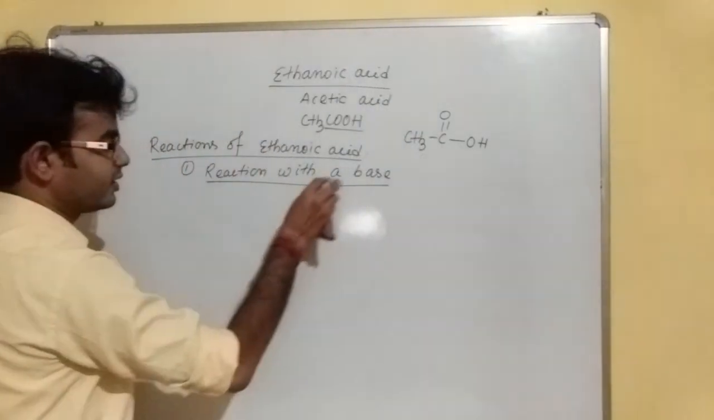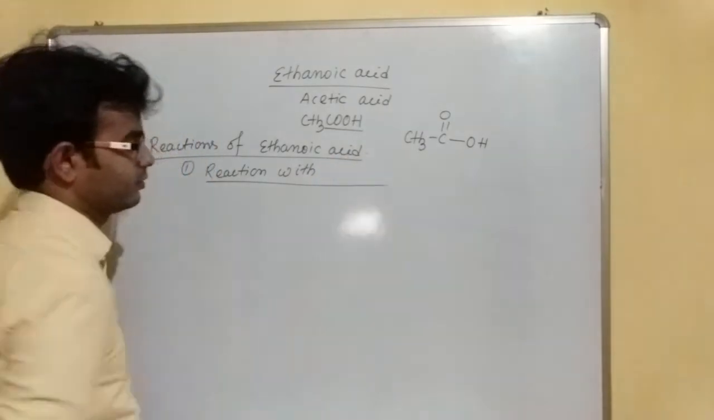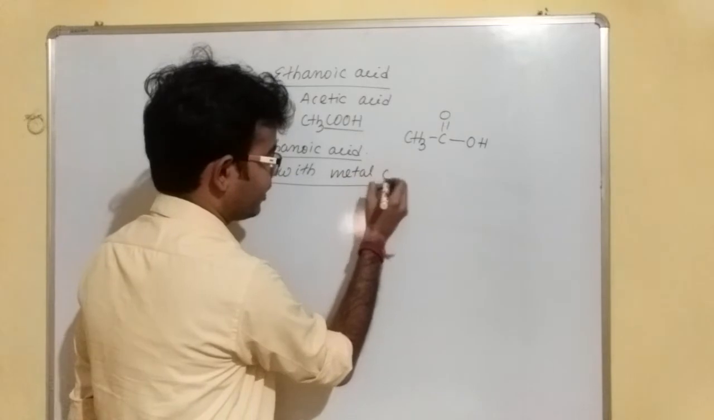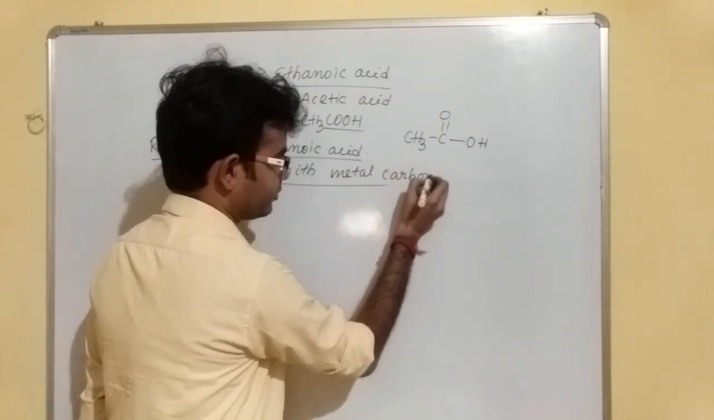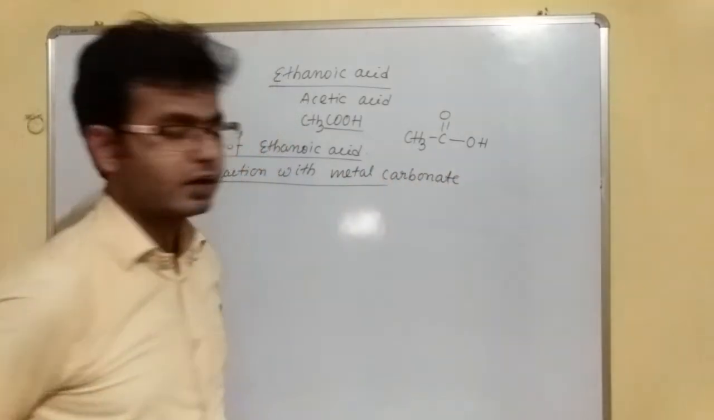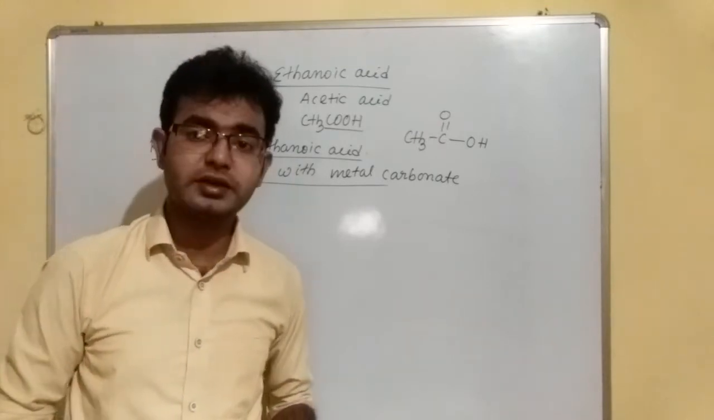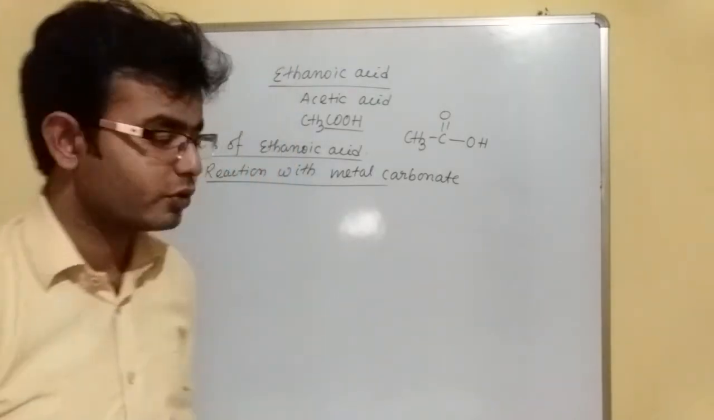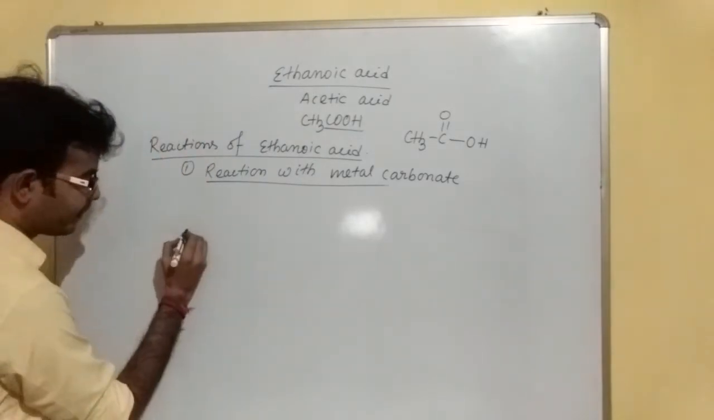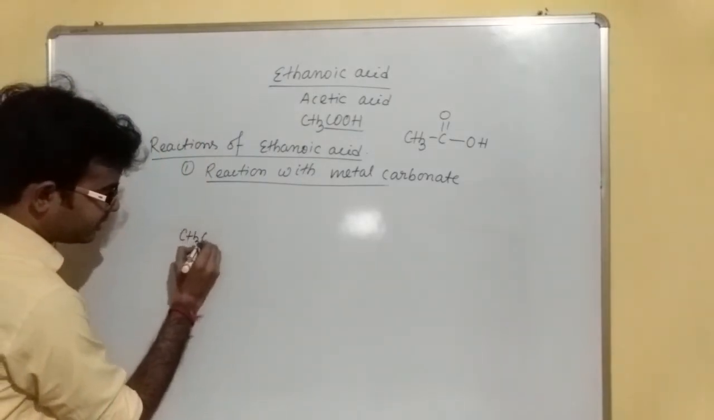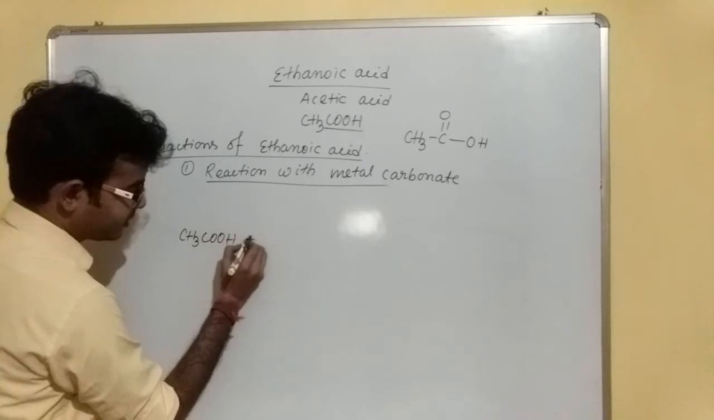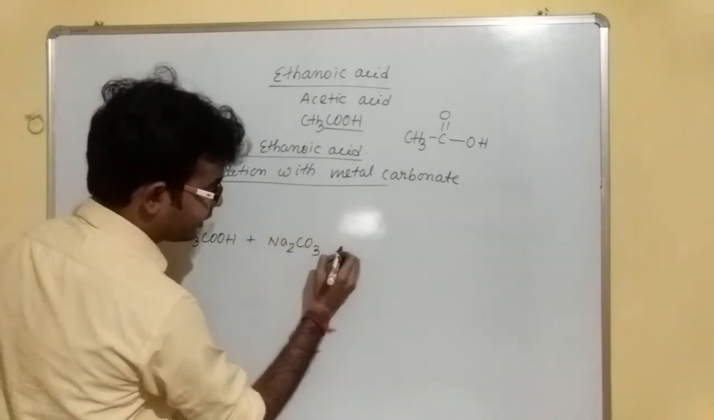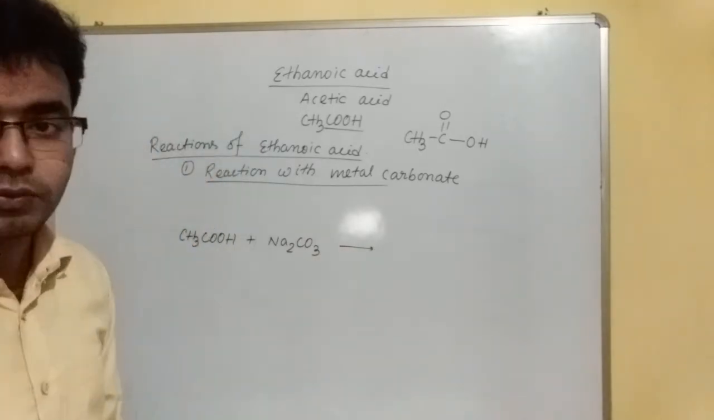Next one, there is reaction with metal carbonate. It is very well known that an acid reacts with metal carbonate to form salt, water and carbon dioxide. Did you write this? CH3COOH plus metal carbonate. Look, we are taking sodium carbonate, Na2CO3. Okay, what will it form?